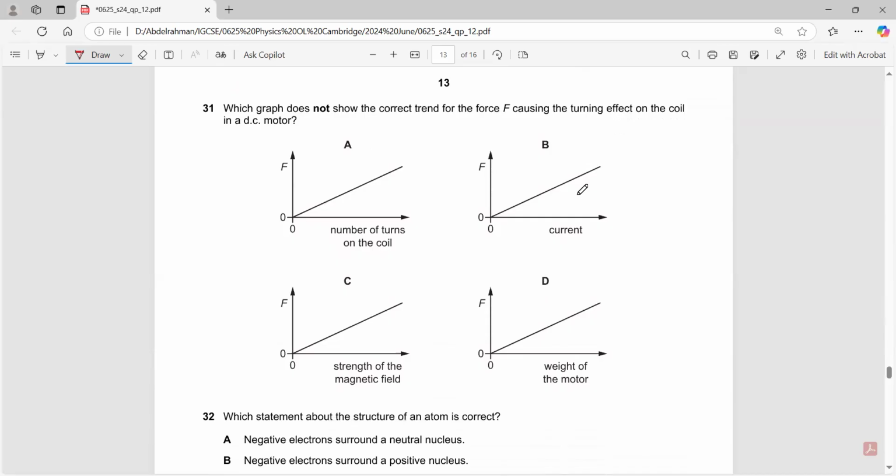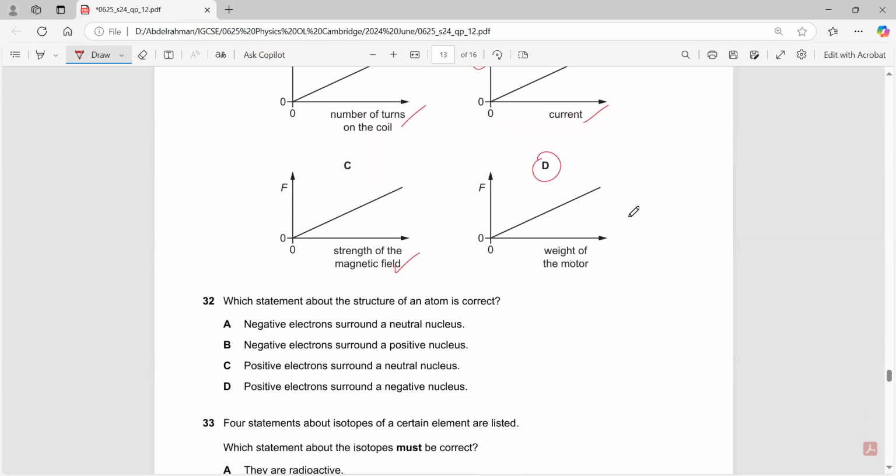Which graph does not show the correct trend for the force causing the turning effect on the coil? Basically, you want to see now this is the force, the speed of rotation of the coil. What are the 3 factors that affect the speed of rotation of any motor? You have the number of coils, the current, and the magnetic field. The weight, does it affect it? No, it does not affect it. Therefore, this is the wrong answer. Does not show the correct. This is the wrong answer, D.